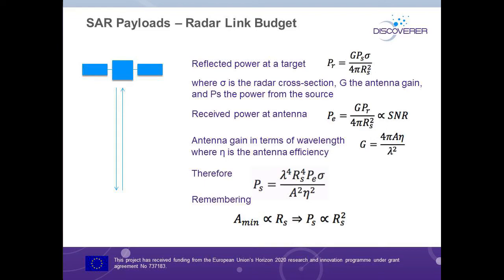You can put all these together and look at the power of the source, so how much energy you need to transmit to get a certain energy of return, and you get a relationship which has both the range to the target, to the power of 4 in this case, and also the area of the antenna. Remembering that the minimum area of the antenna is proportional to the altitude, the power that you need to transmit is proportional to the range squared. So again, halving the altitude of the SAR system means you only need a quarter of the transmitting power, which is a significant change in any payload requirement.